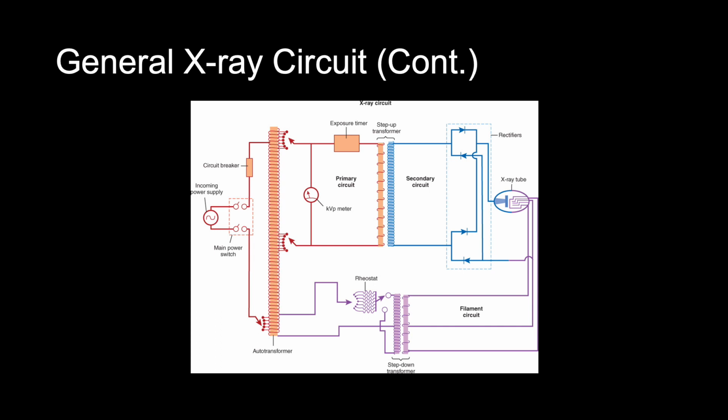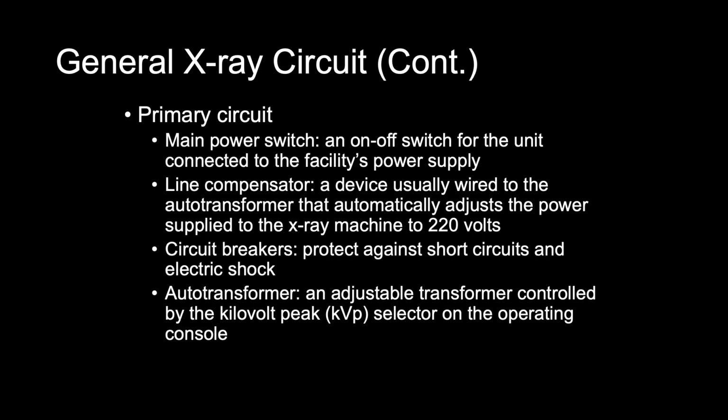Shown here is a labeled version of the basic X-ray circuit, and we will go over every component of this X-ray circuit in the following slides. Beginning in the primary circuit, we have the main power switch, and this is simply an on and off switch for the power unit and is connected to the power supply of the facility where the X-ray machine is stationed.